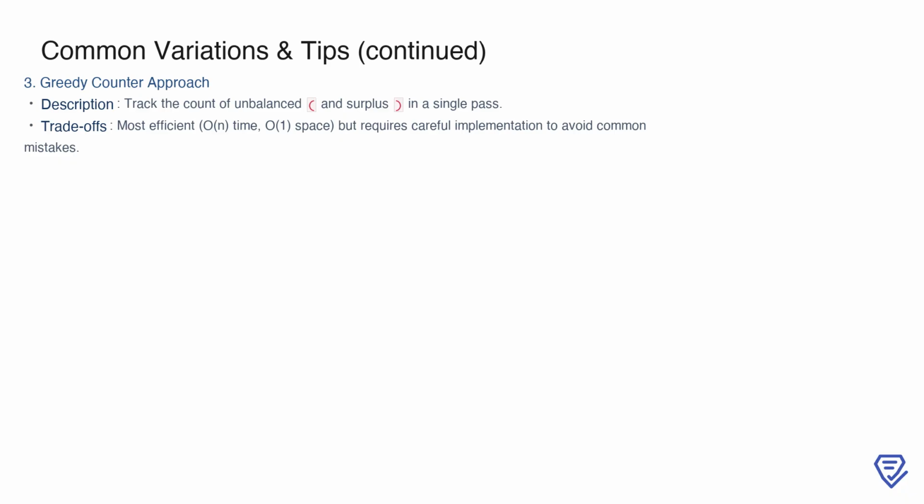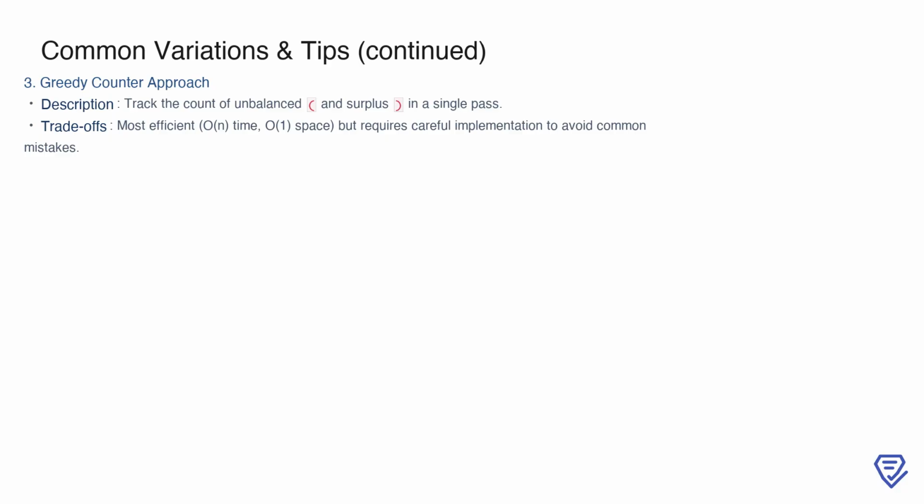The most efficient approach to this problem is the greedy counter method. This involves maintaining two counters as you traverse the string. One counter tracks the number of unbalanced opening parentheses, while the other tracks surplus closing parentheses. By processing the string in a single pass, you can efficiently determine the minimum insertions required to balance it. This method has a time complexity of n and a space complexity of 1, making it the most optimal solution.